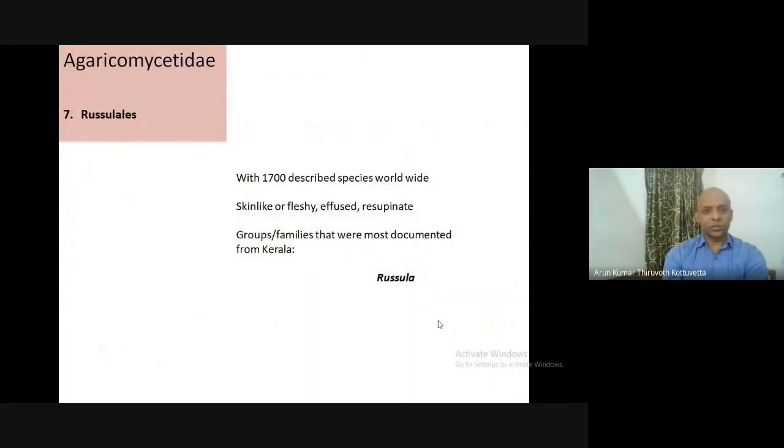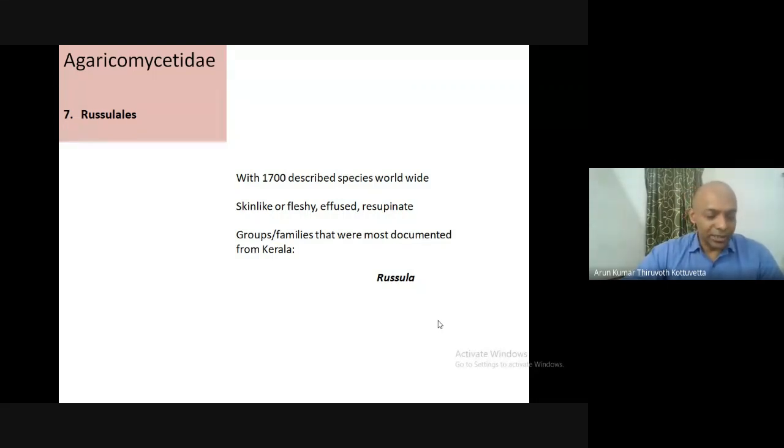Then we have the Russulales documentation. Of course, Russula is one of the mushrooms that have been very frequently encountered. A fair number of documentations have been done, but still there are many species that have to be documented.